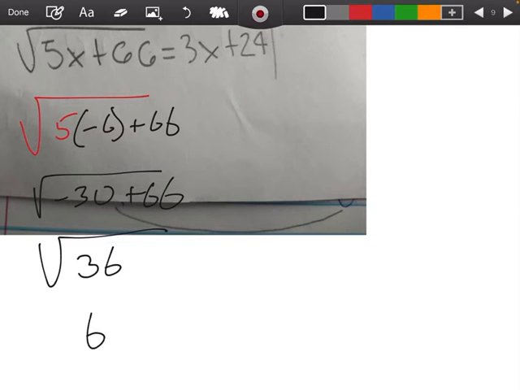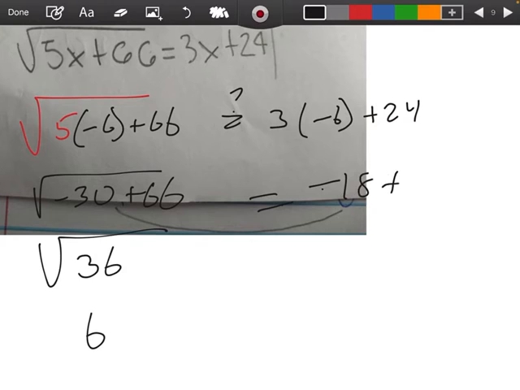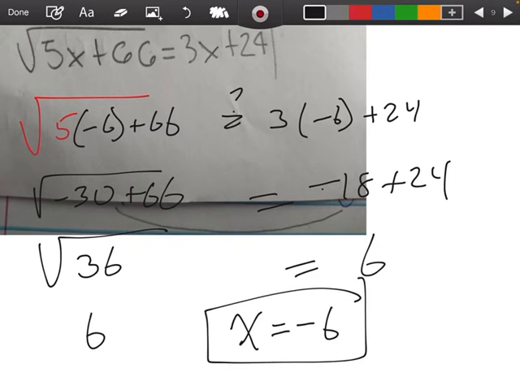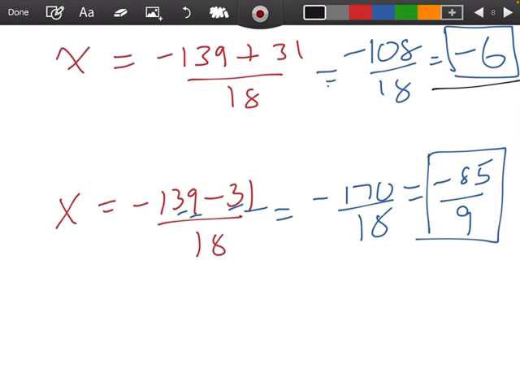So now we're going to see, is that equal to 3 times negative 6 plus 24? So 3 times negative 6 is negative 18, plus 24 is a positive 6. So we know that x equals negative 6 works out, right? That's the answer because that was the answer we came up with right there. So this answer is good, okay?